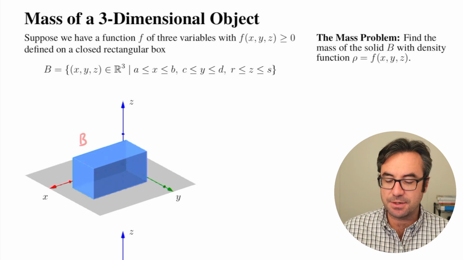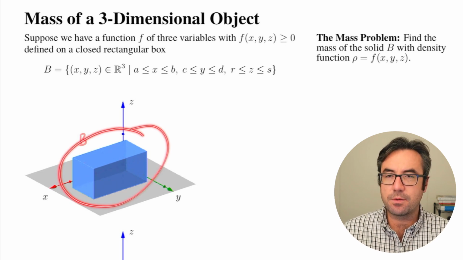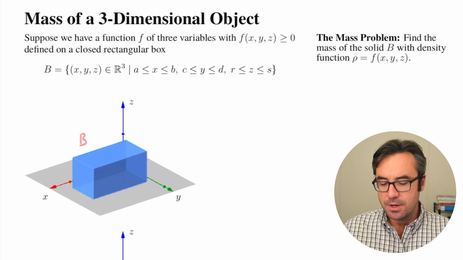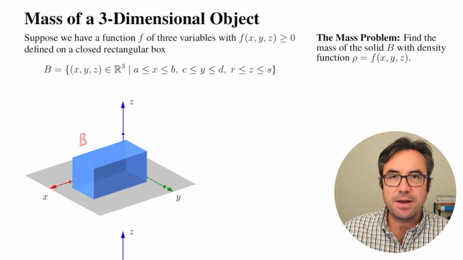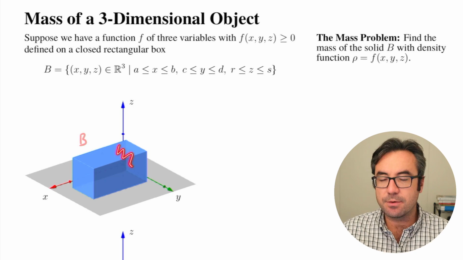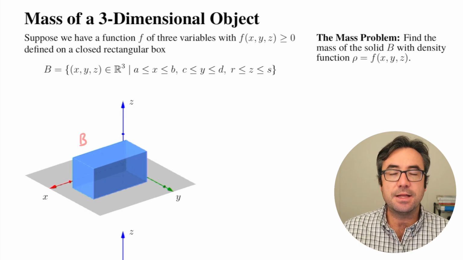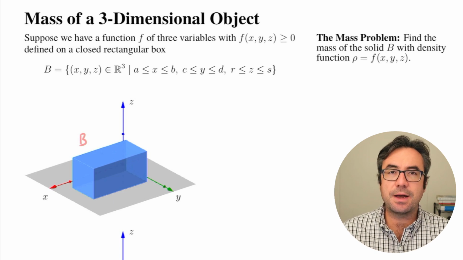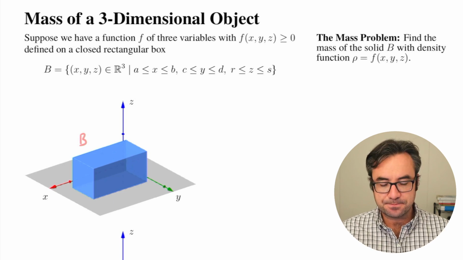So we might have some non-uniform object here where parts over here might be made of some type of material, parts over here might be made of some other material, and so they have different densities. And the question is, how do we figure out the mass of this object?